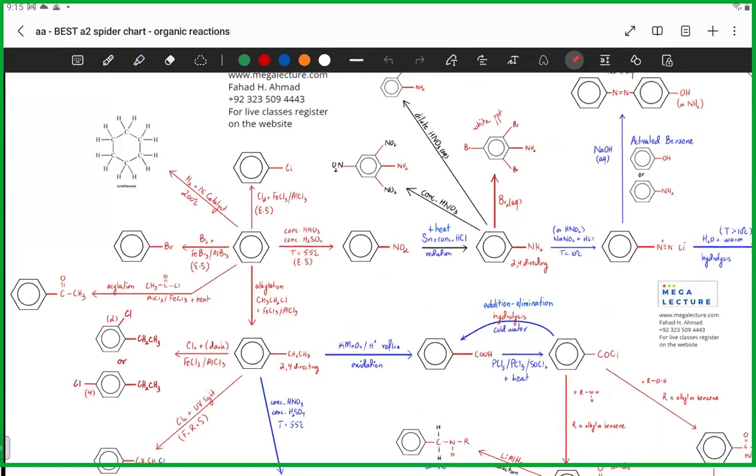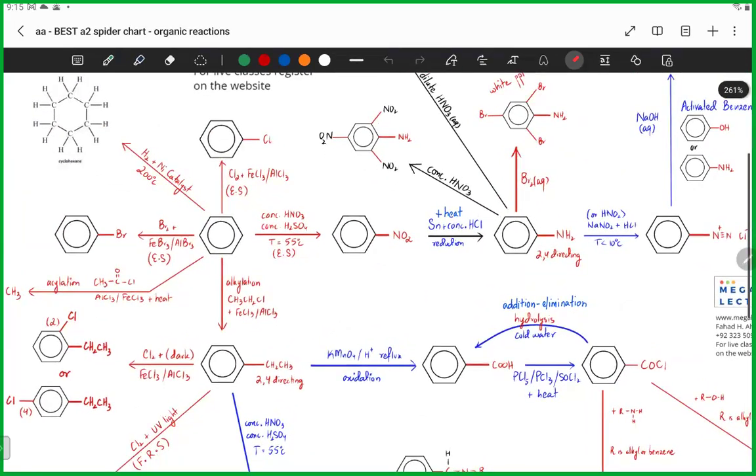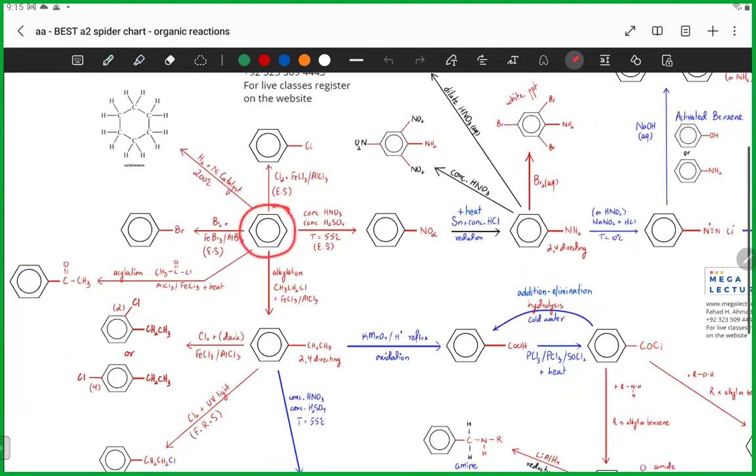Yes, sir. Okay, so one more time, I'm just going to explain this. Remember this chart. You have a benzene, you nitrate it, and then you reduce it. I missed this heat, so make sure you add heat to it.